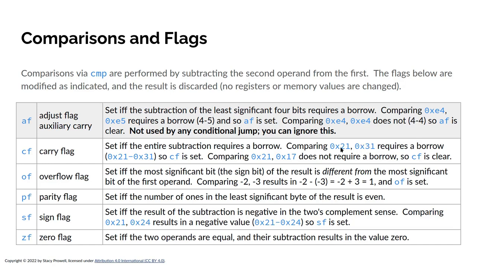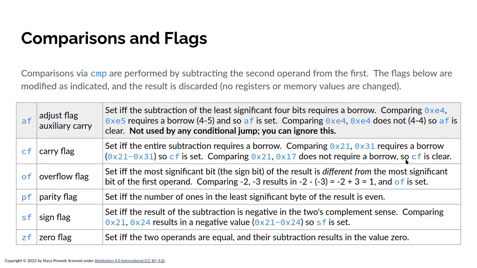This is bigger than this. So I've got a borrow in that last position, and that will set the carry flag. If I try the compare of 21 and 17, this is smaller. I can just do that subtraction without having to borrow from the last position, and the carry flag is clear. That's it. That's all there is to it.